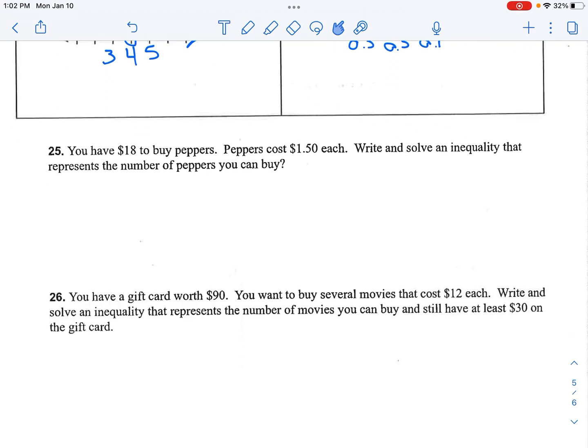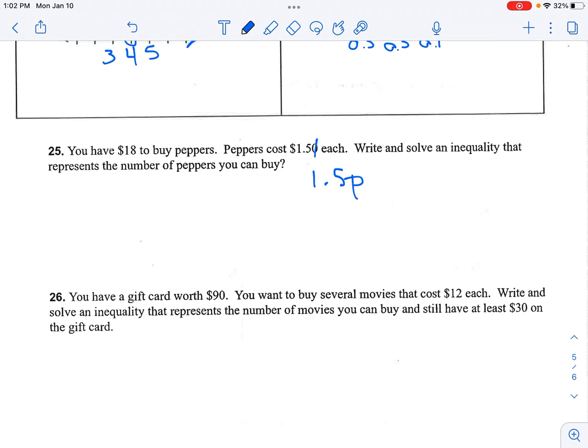You have $18 to buy peppers. Peppers cost $1.50 each. Write and solve an inequality that represents the number of peppers that you can buy. So I'm going to drop off the 0 from my $1.50 just to make the math a little bit simpler. So $1.50 times how many peppers?